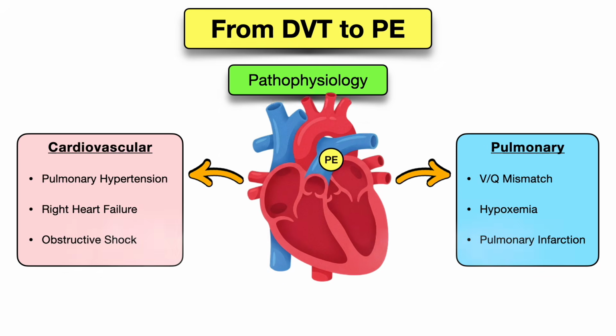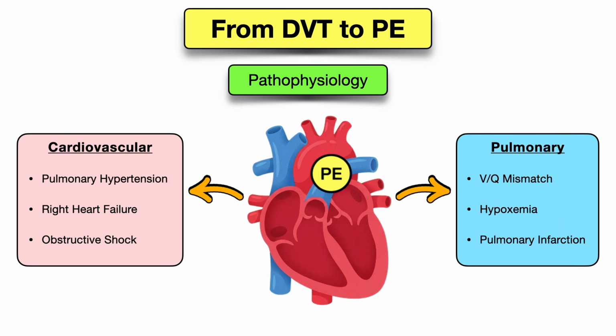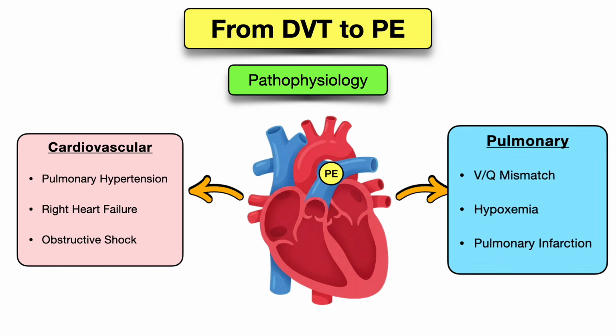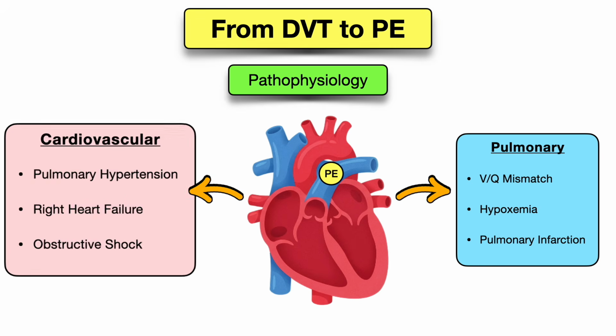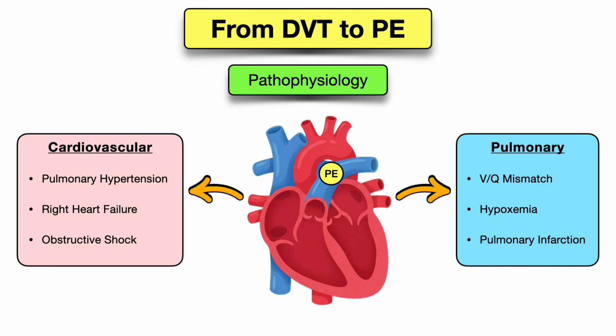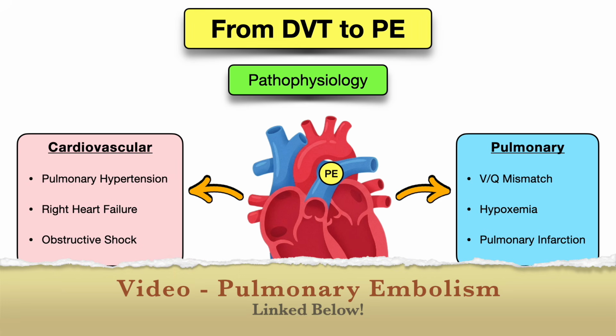So now the blood clot is lodged in the arteries and the lungs. This will have pulmonary consequences, and it will have cardiovascular consequences. We talked about each consequence step by step in a previous video. To learn more about these pulmonary embolism effects, make sure to watch the video on pulmonary embolism linked down below.